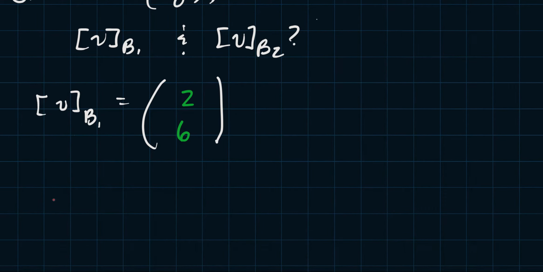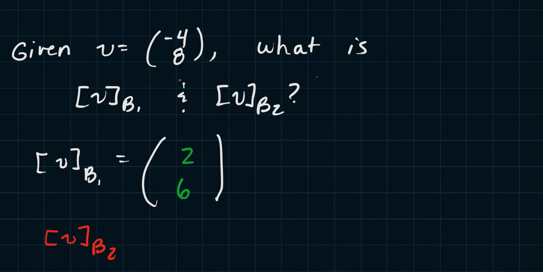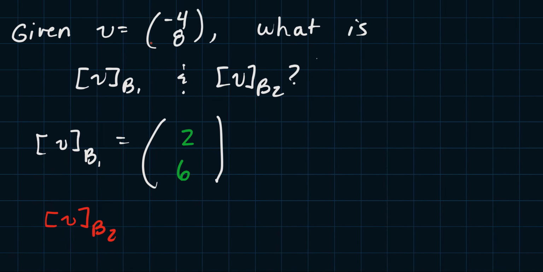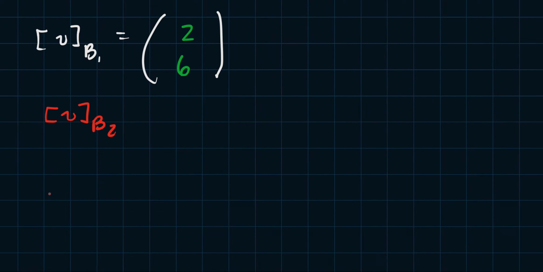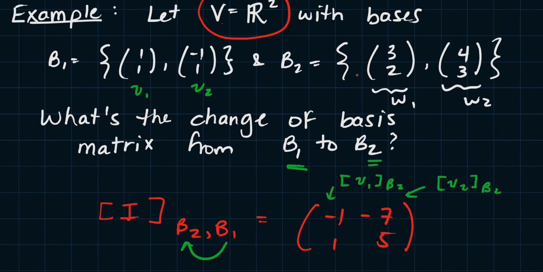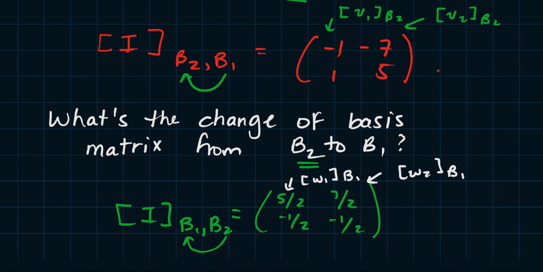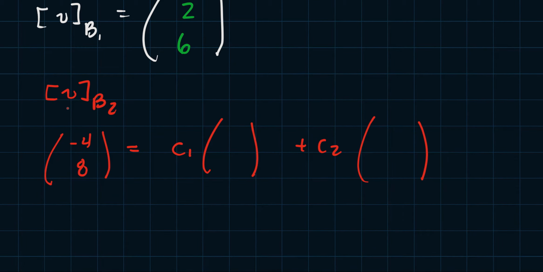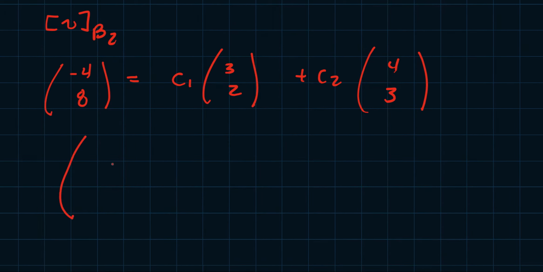So we want V, B2, the coefficient matrix of V in terms of the basis B2. Now we can do the same thing we did before, which was we tried to write negative 4, 8 in terms of the basis. Let's do that, but I want to show you how we can also use that change of basis matrix we found earlier. So we want a C1 and a C2 for B2, which we said the basis was 3, 2, 4, 3. Let's see what C1 and C2 have to be.